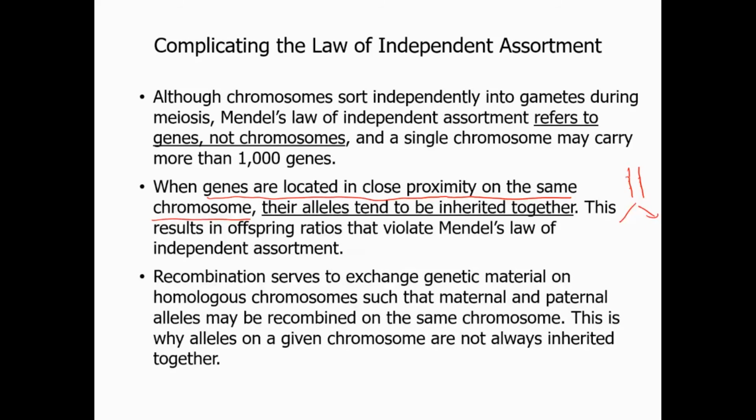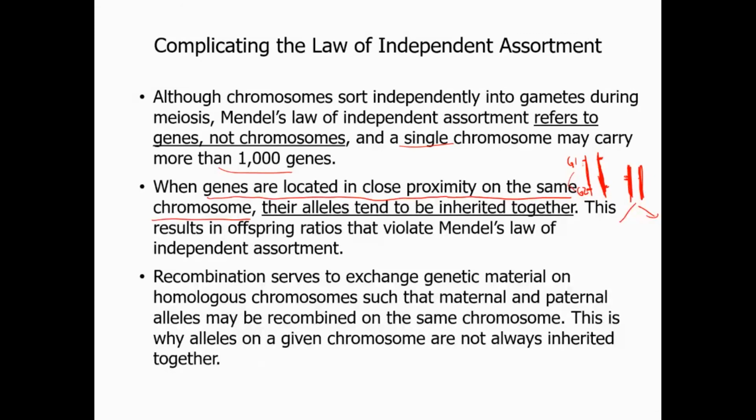If you are talking about genes, a single chromosome may carry more than 1,000 genes. So here is an example. This is one pair of chromosomes. This is another pair for comparison. If the two genes are quite far from each other, let's say gene 1 and gene 2, and this is the same gene but on the other chromosome, so I'm not going to write it out. If the genes are very far from each other on the chromosome, then they follow the rules for independent assortment. They don't affect each other.